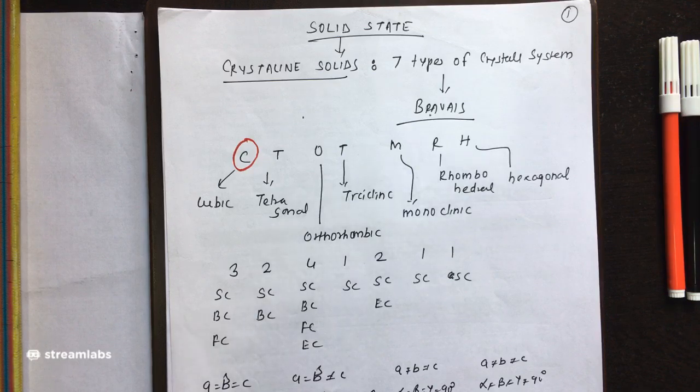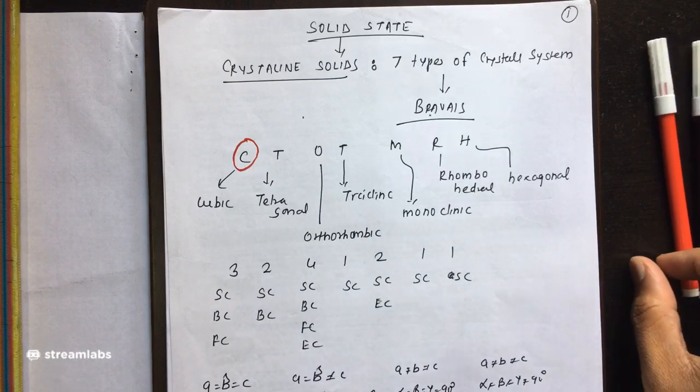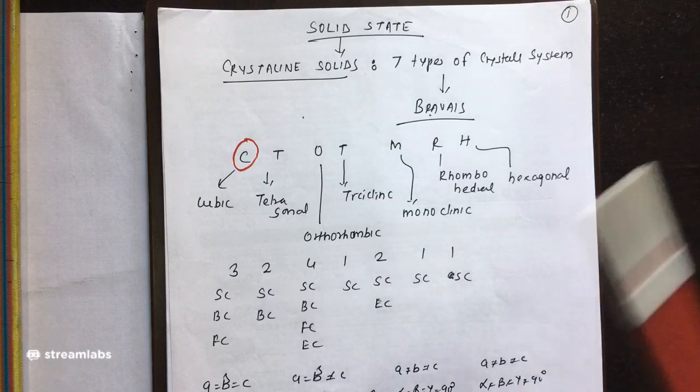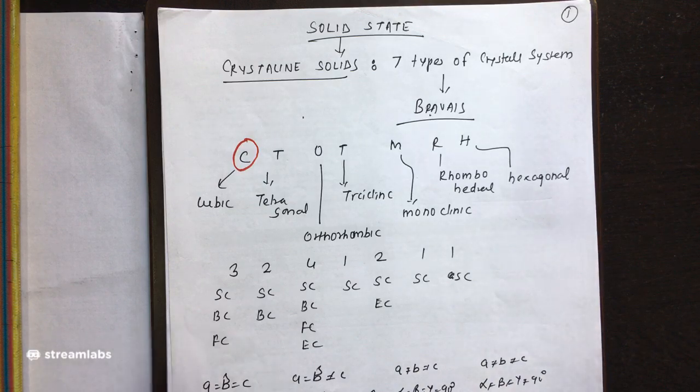So we start with our first discussion, which is solid state. As you know, the entire discussion in the solid state is with crystalline solids, and these crystalline solids, according to the scientist Auguste Bravais, are of 7 types. So the entire crystalline solids are segmented into 7 types of crystal system. They are called Bravais lattices.